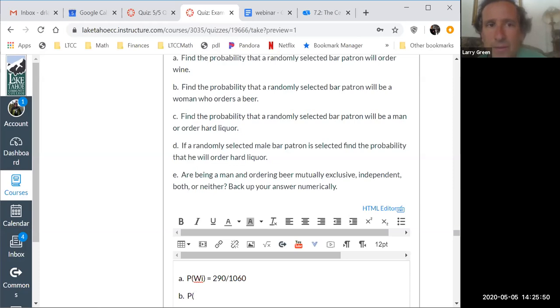To be a woman who orders beer. Let's see if you can put it in the chat box. What is that? I don't see y'all typing it at once or saying it. Not looking for the number, I'm just looking for letters.